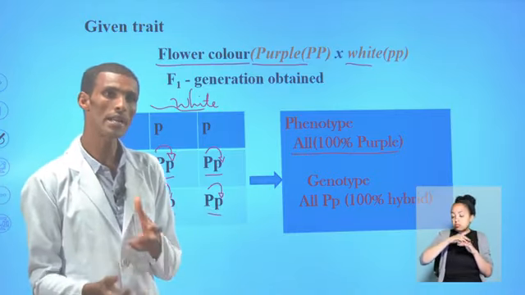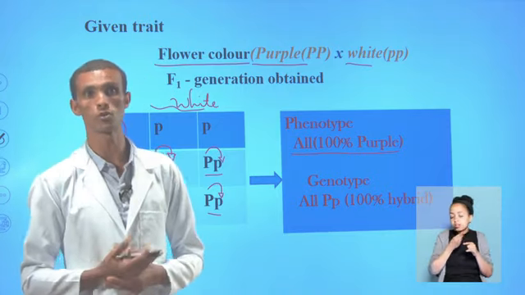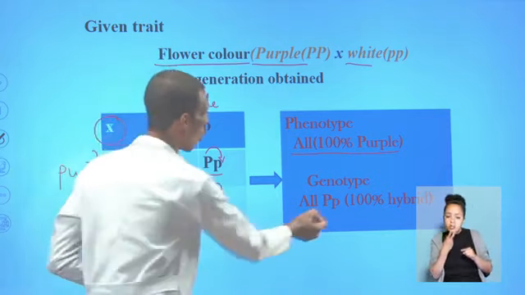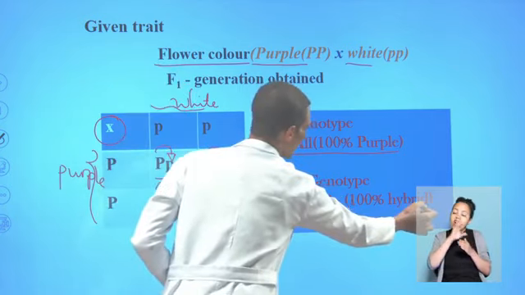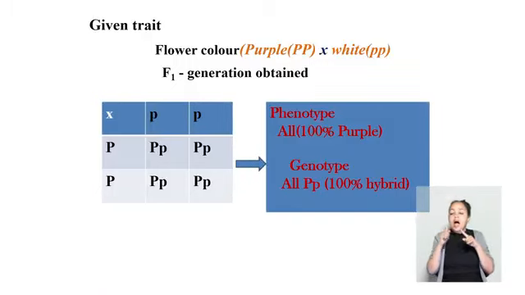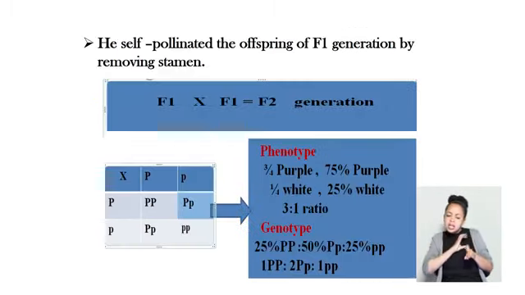Genotypically, we can describe the genetic composition of this one: all P capital P small, or 100% hybrid here. Why did he start this process? To check whether the character is pure or not, but it doesn't end up with a pure one. His end product is going to be a hybrid. Then he took another alternative.